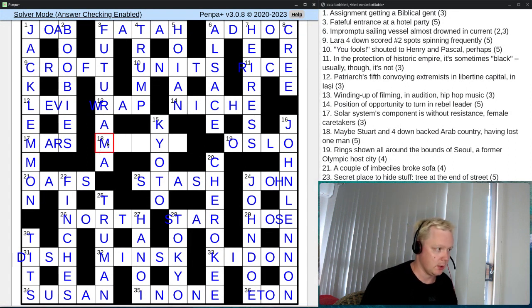So F here, Croft. And last but not least, we have 18. So it was this one. Maybe Stewart and Trump now. Backed Arab country, having lost one man.